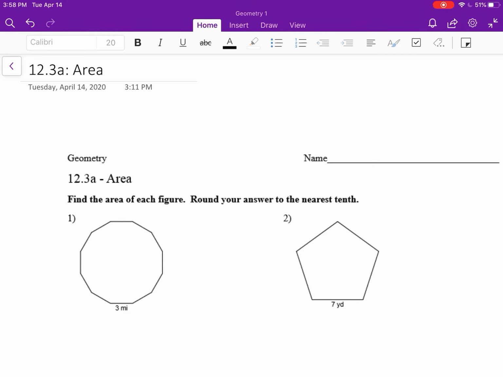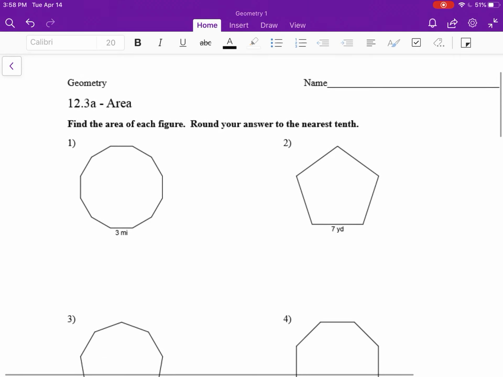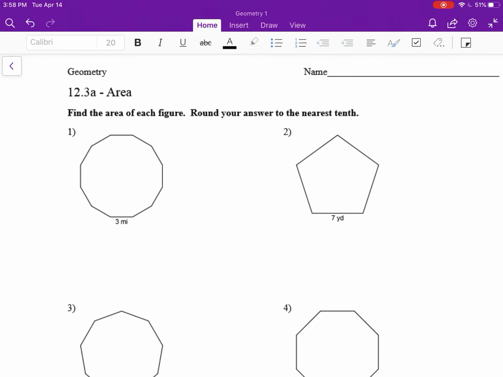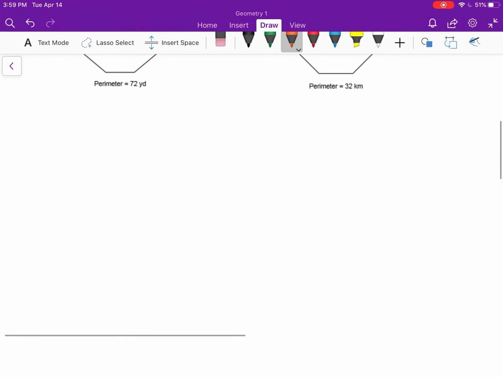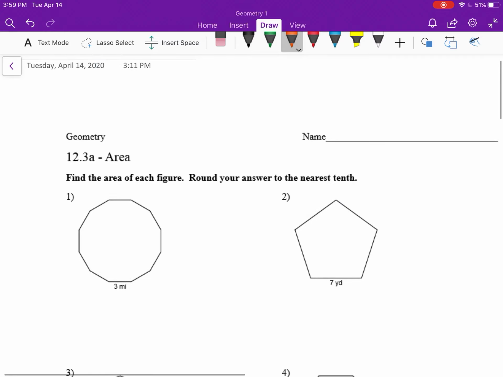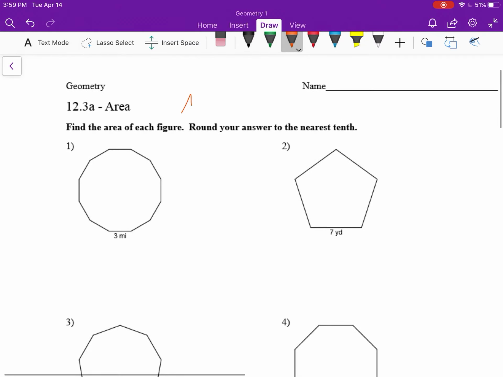In 12.3, we'll be discussing area and using trigonometry to help us find the area of different shapes. To start off with, we are going to look at the area of some regular polygons. And up until now, in order to find the area, let's just recall that the area of a regular polygon is 1/2 perimeter times apothem.